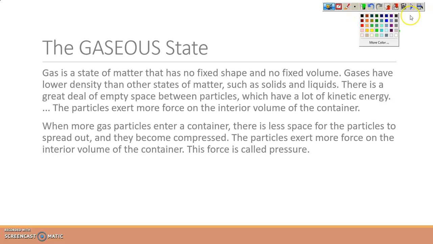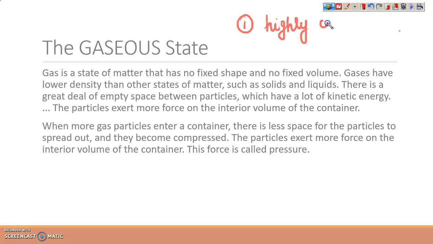So first let's have a look at the gaseous state and then we'll move on to the liquid state. Gases are highly compressible. So the first point we can say is that they're highly compressible, while liquids and solids are not.